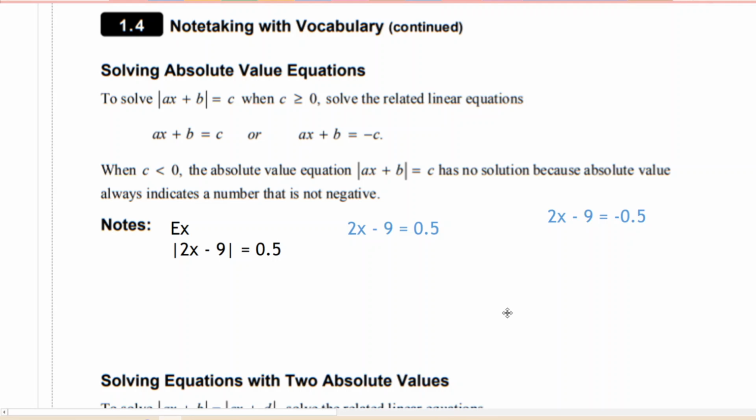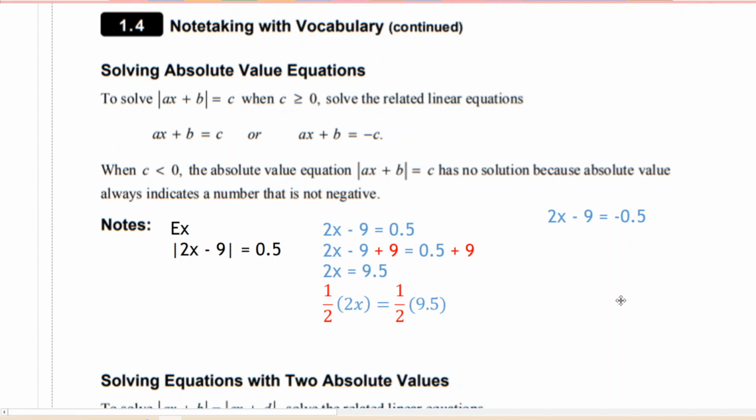And once you've set up these 2 equations, you can just go ahead and do everything that we did from sections 1.1 to 1.3. So we'll do those really quickly here. Add 9 to both sides. And then we'll divide by the coefficient. This gives us x equals 4.75. We'll do the same thing to the other side. We'll start by adding 9 to both sides. And then we'll divide by 2.